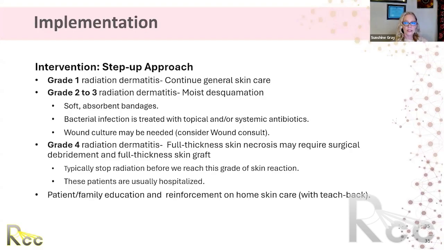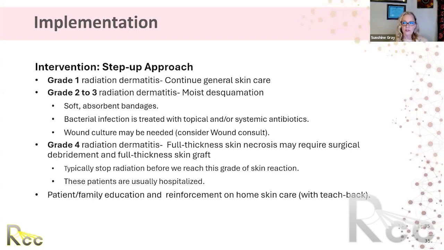For grade 2 to grade 3 radiation dermatitis with moist desquamation, we typically use soft absorbent bandages, because remember, we want to maintain some moisture, but we don't want the skin to become too moist and macerated. Bacterial infection is typically treated with topical antibiotics first, but then sometimes we might need to use a systemic antibiotic if we really feel that there's an infection going on. And often we will do a wound culture, if available, to test and see what kind of infection we're dealing with.